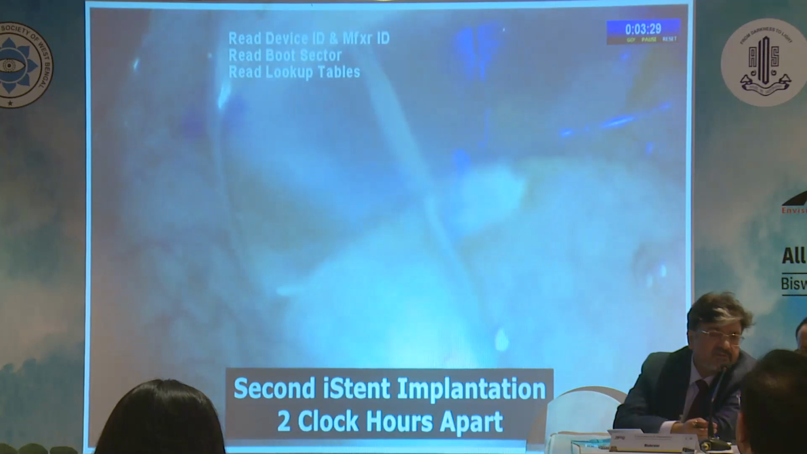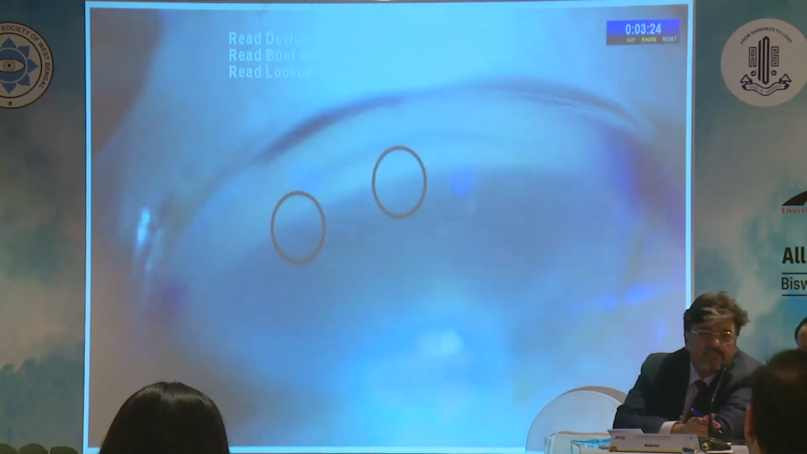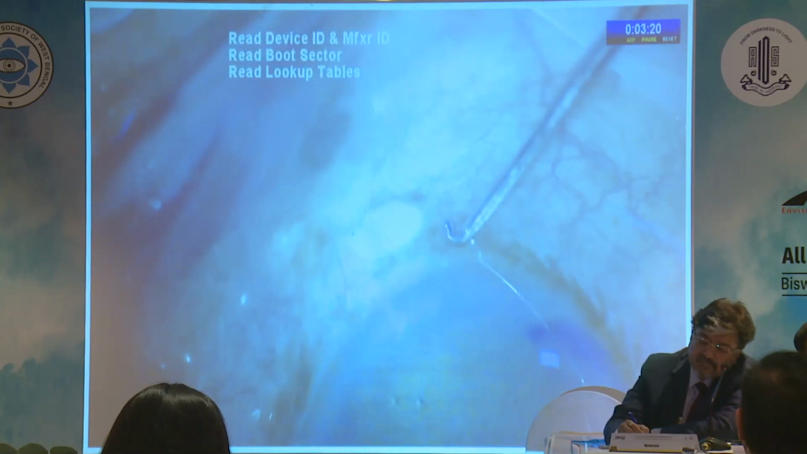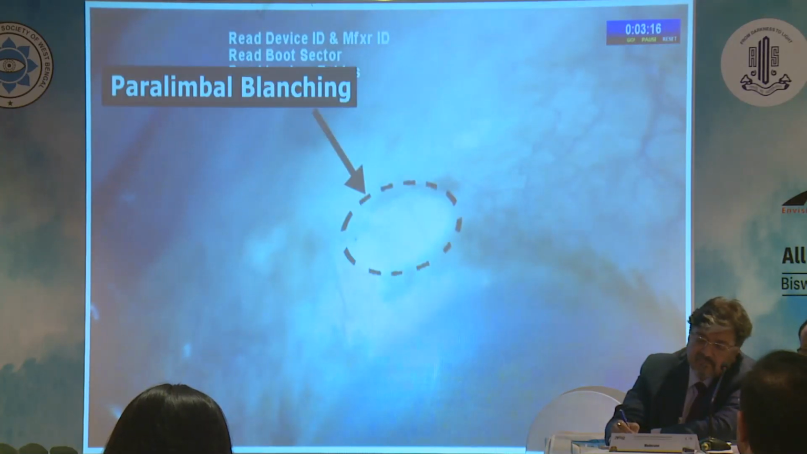And additionally, a second iStent is placed in a similar manner at least 1 to 2 clock hours apart. Here we can see the two iStents adjacent to each other via the limbus. We can see the area of paralimbal blanching, which depicts successful outflow.